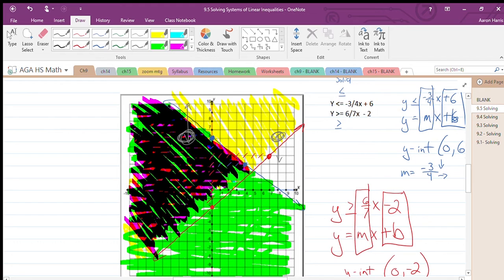It needs to be darker than any other side. I know I'm using colors. If you're using pencil, you have to be able to show where the darker spot is. So all the solution to this system of inequalities is right there. That's the double shaded area. Okay.